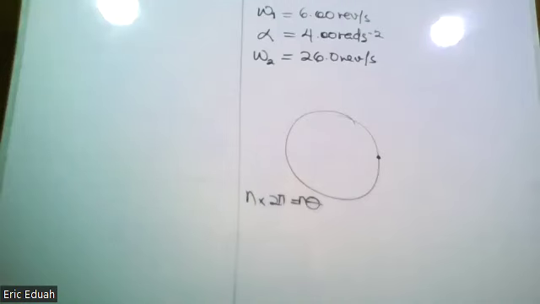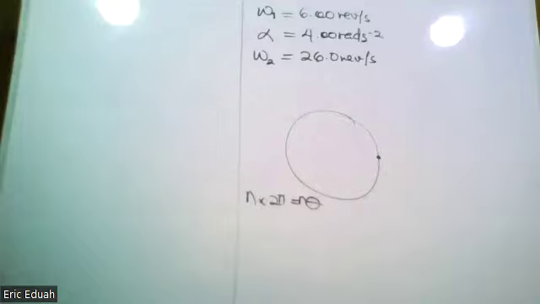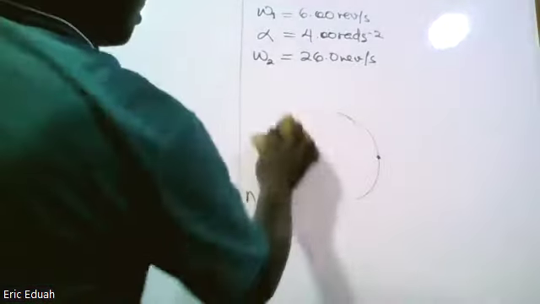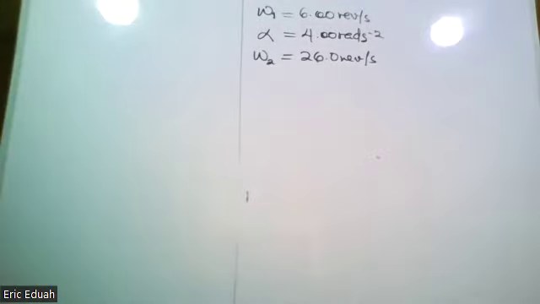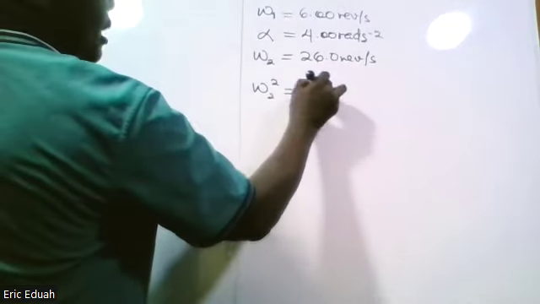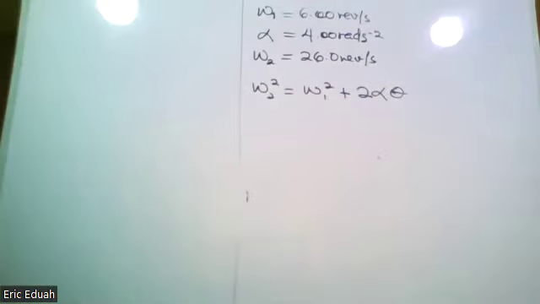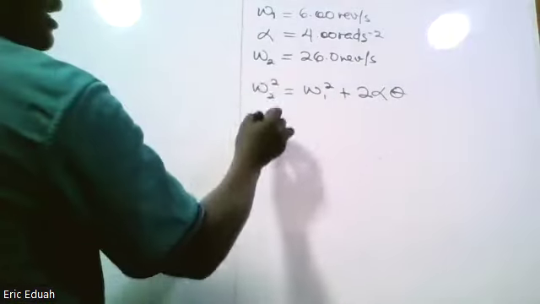Mr. Dia, please, with the information given, can't we calculate the time using the first formula? You can. But let's find theta first. Because we have omega 1, omega 2, and alpha, we can use omega 2 squared is equal to omega 1 squared plus 2 alpha theta to find it.